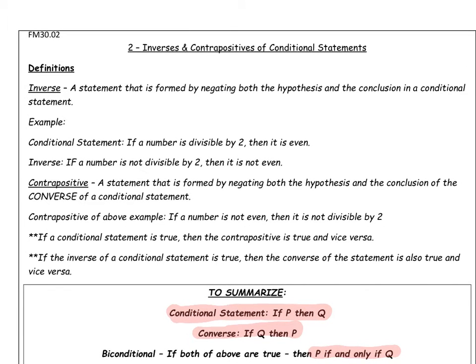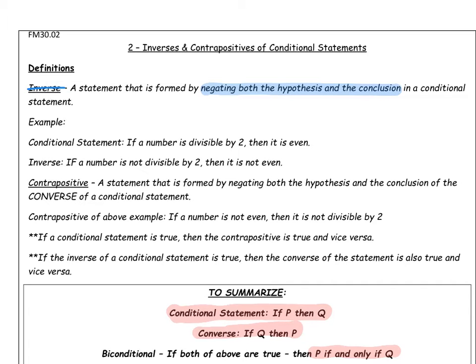The first one is an inverse. An inverse statement is a statement that is formed by negating both the hypothesis and the conclusion. So for example, if my conditional statement says, if a number is divisible by 2, then it is even, we know that that's true. The inverse of that statement would say, if a number is not divisible by 2, then it is not even. So we negate them both.